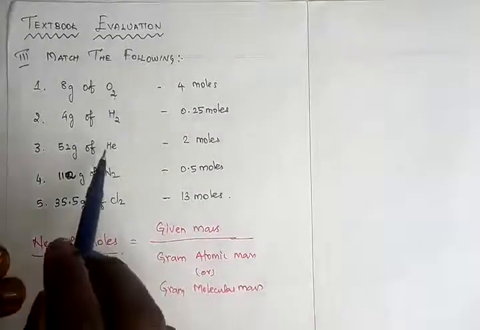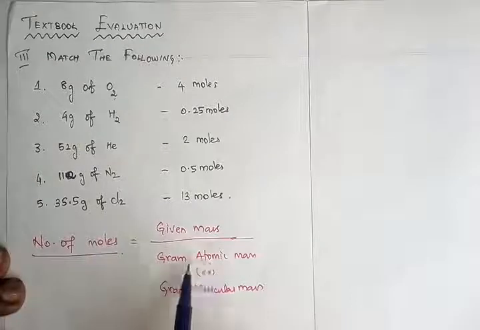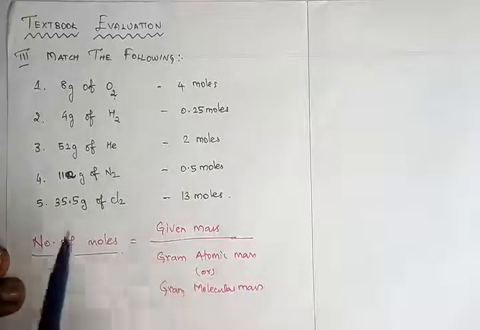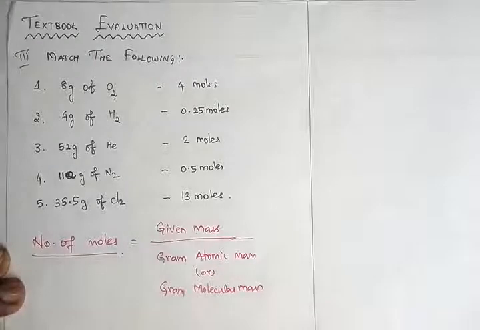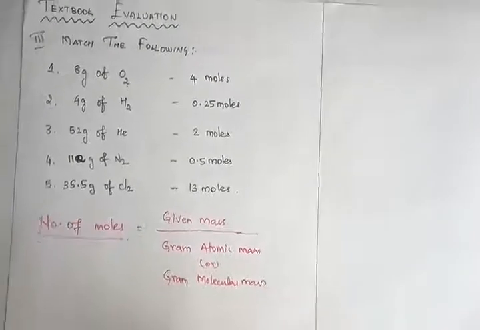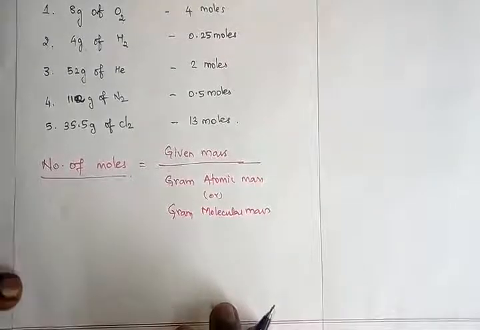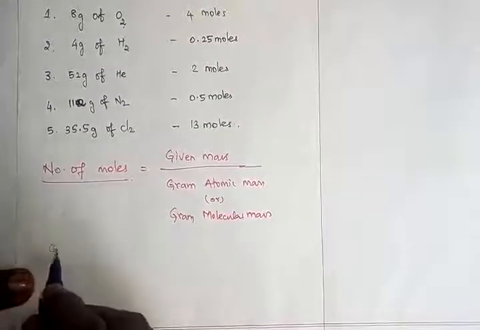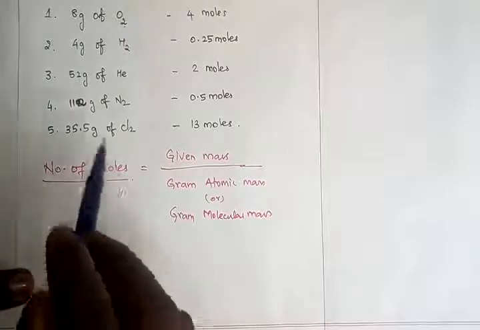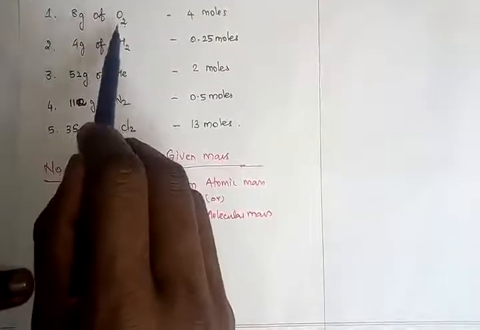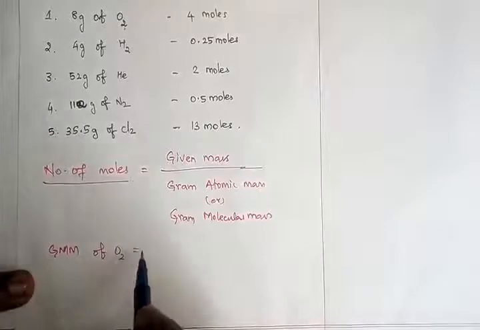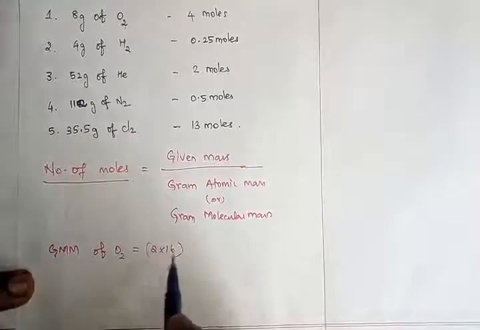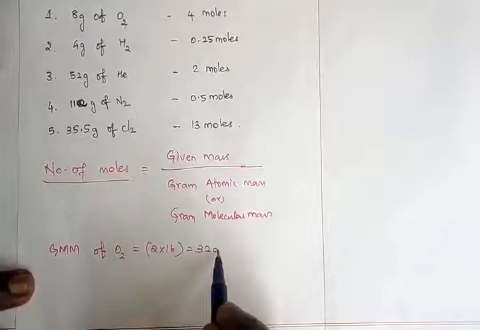If you have an atom, you have to go with the gram atomic mass. If it is a molecule, we have to go with the gram molecular mass. So knowing the gram atomic mass and gram molecular mass is very essential for this. What is the first one? That is oxygen. Let me write gram molecular mass, because O2 is a molecule. The gram molecular mass of O2 is 2 into 16, so the answer is 32 grams.